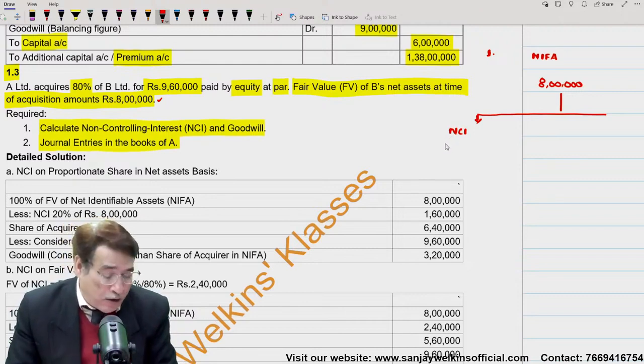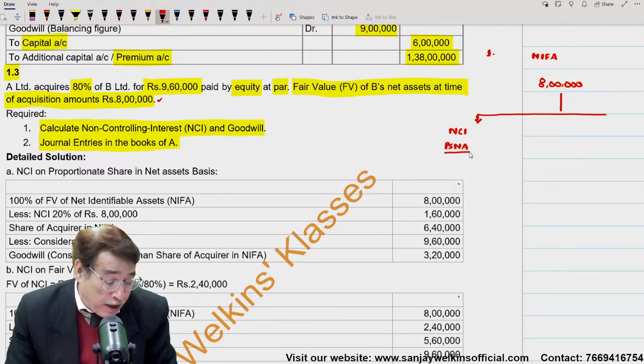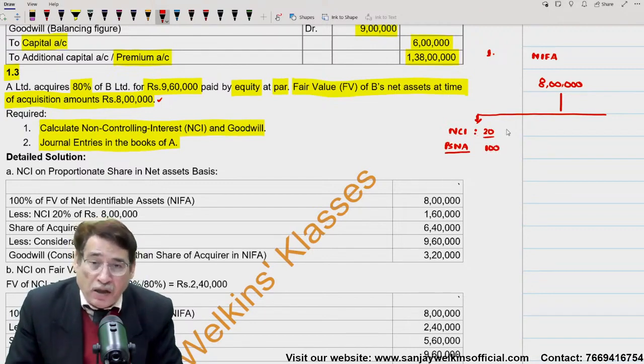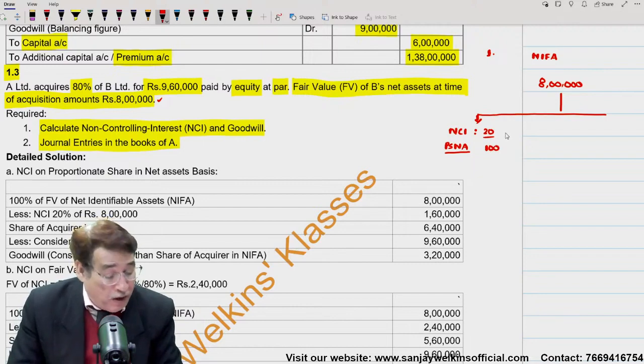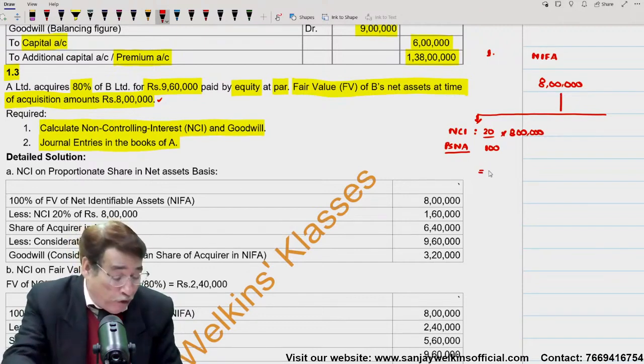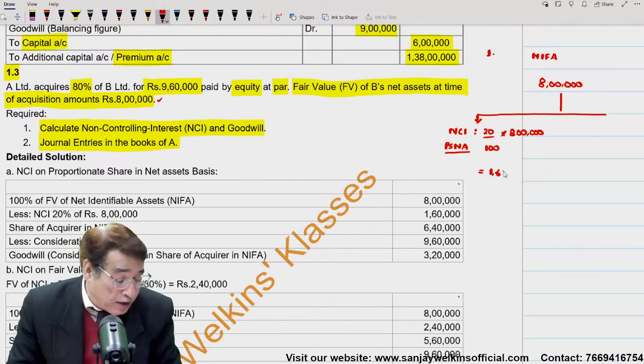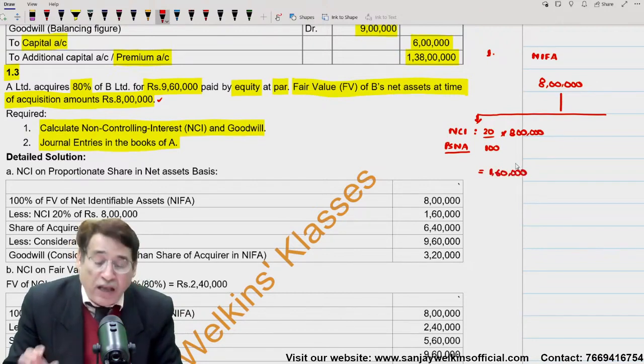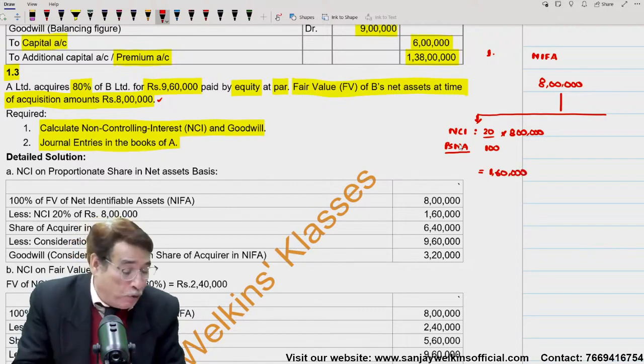Let us say I adopt PSNA approach. Under proportionate share of net assets method, we simply take the percentage of NCI, which must be 20%, because 80% shares are in our hand, isn't it? 20%. And we will take 20% of 8 lakh. 20% of 8 lakh, it means out of net identifiable assets of 8 lakh, 1,60,000 worth of net identifiable asset belong to NCI as per this particular approach.